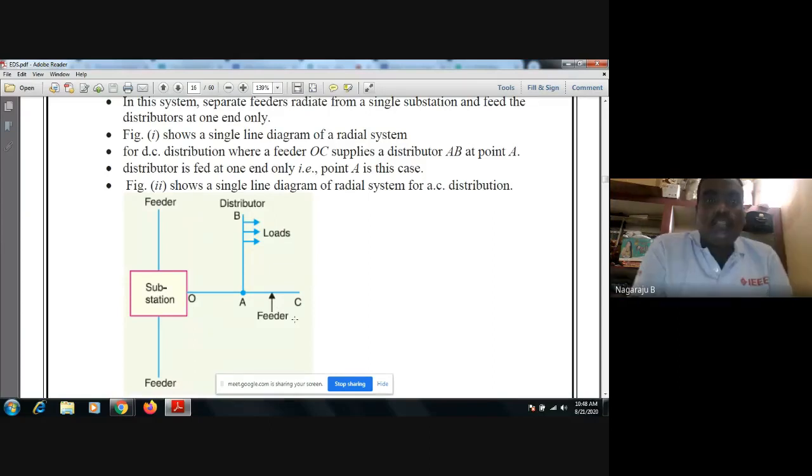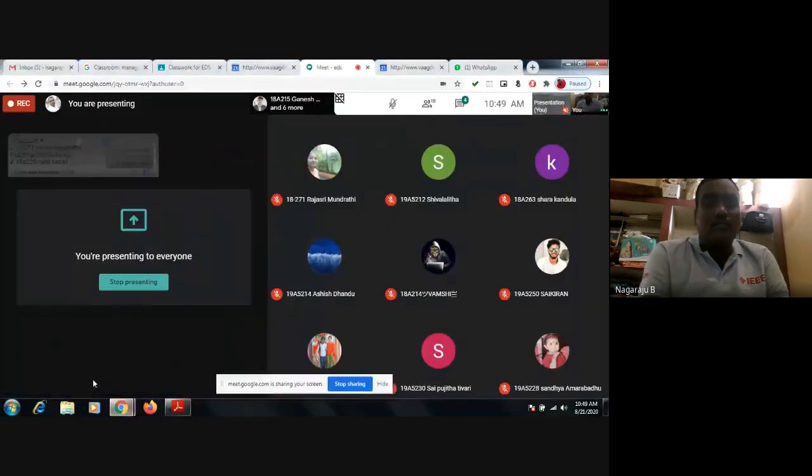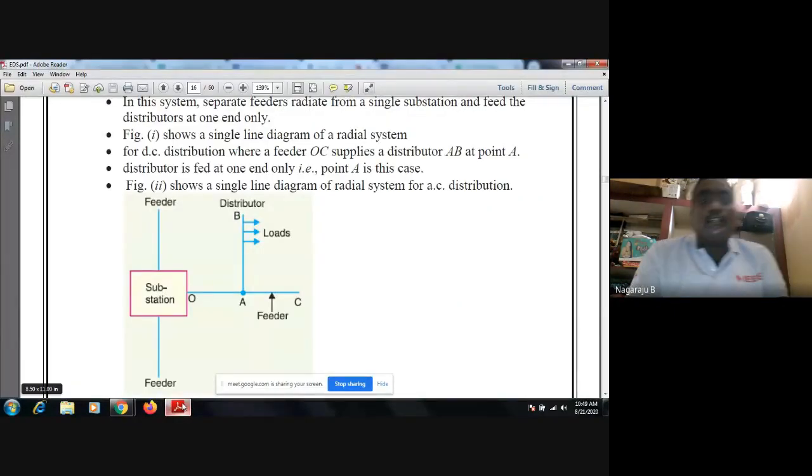system, where a feeder OC supplies a distributor and is fed at only point A. The distributor is fed at only one end, and the other end is connected to the other feeder. So when power is not there, automatically we have another connection from that. So this is about the one.